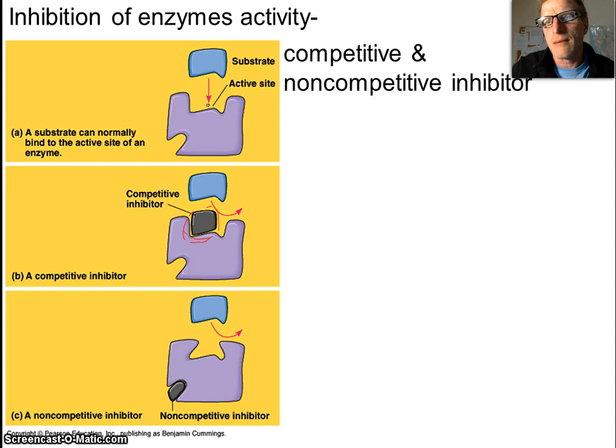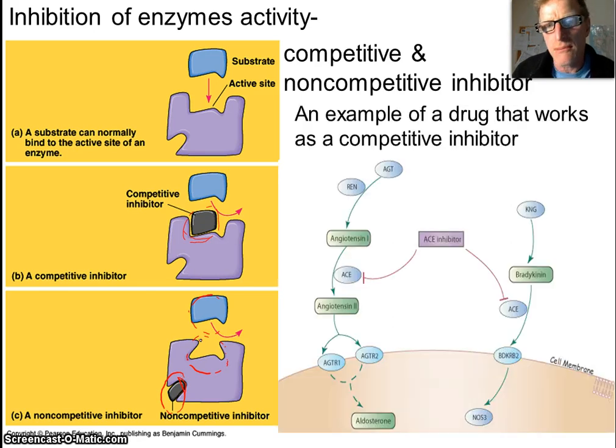There are also non-competitive inhibitors. They can bind to some other site on the enzyme, like back here, and when they do that, they cause the enzyme to change shape. So now that active site no longer fits with that substrate, and it's no longer going to be able to break down that substrate. So an example of that is a very common blood pressure medicine. It's called an ACE inhibitor. And what ACE inhibitors do is, some people have high blood pressure for genetic reasons. They just produce too much of this angiotensin, this hormone that causes blood vessels to constrict and causes high blood pressure.